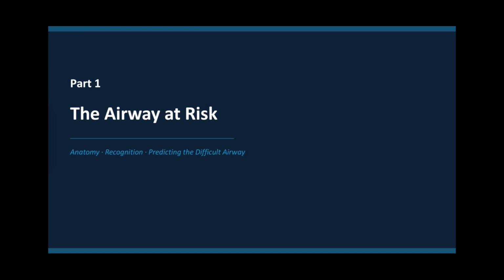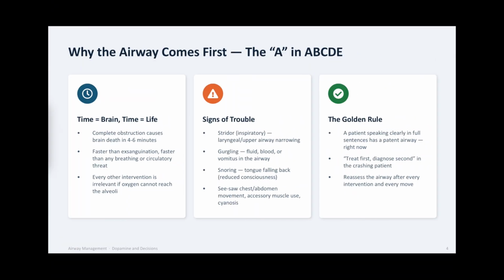Part one of our discussion is the airway at risk. Why the airway comes first? Let's start with a simple question. Why do we always begin with the airway? The answer is physiology. The brain has almost no oxygen reserve. Once oxygen delivery stops, irreversible brain injury can begin within 4 to 6 minutes. That's why airway is always the first priority in the ABCD approach.